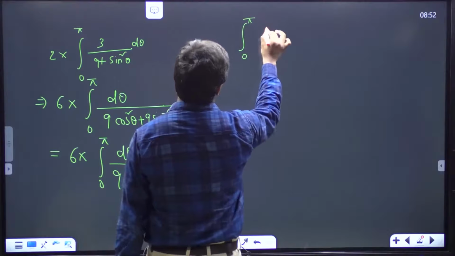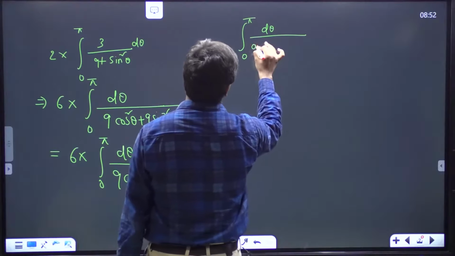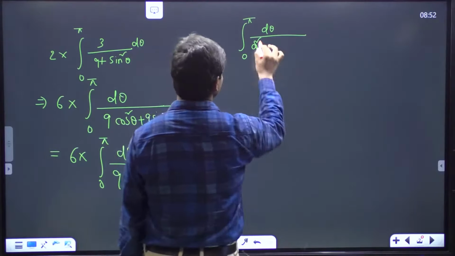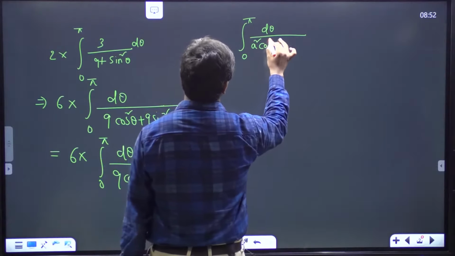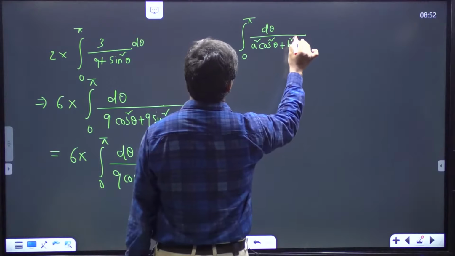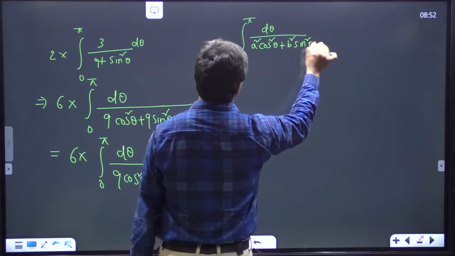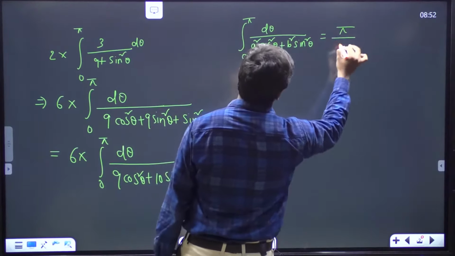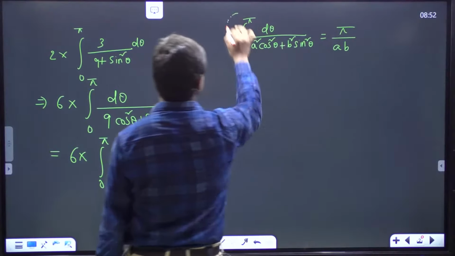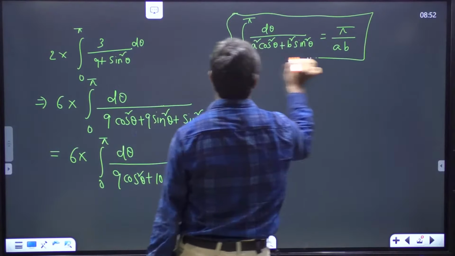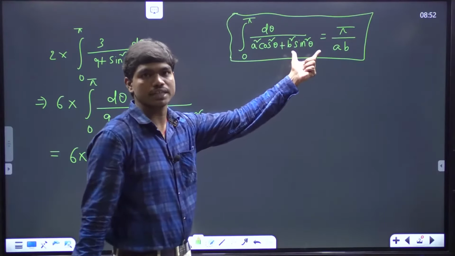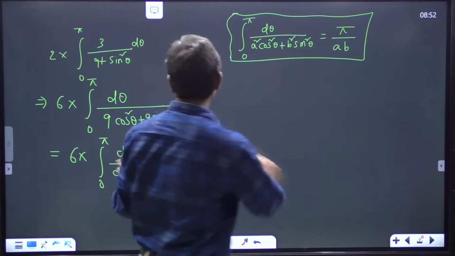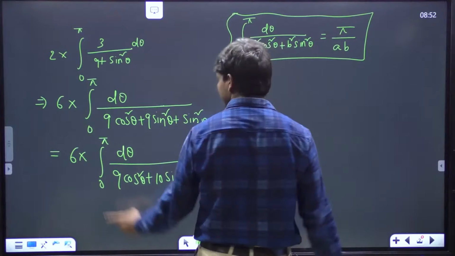Integral 0 to pi d theta by a square cos square theta plus b square sine square theta is equal to pi by ab. I told you to remember this result because it is going to save you a lot of time in examination, and during the concept of definite integrals, I gave you the proof of this as well, if you remember, correct? So now, which is pi by ab.